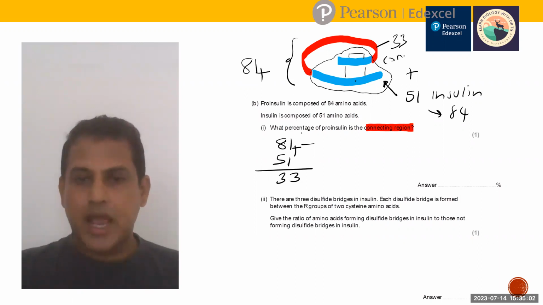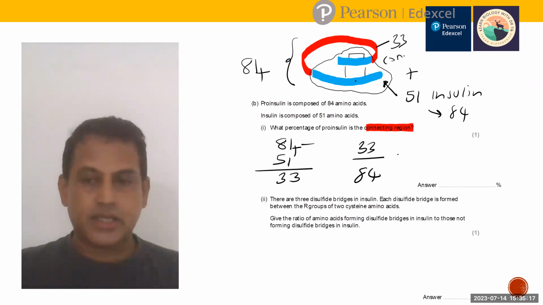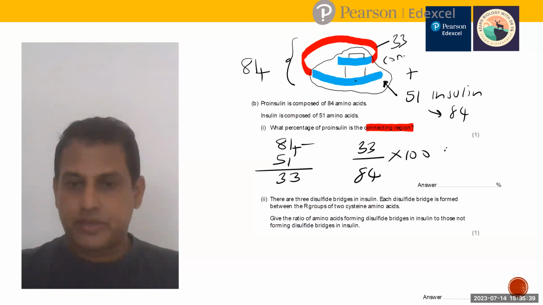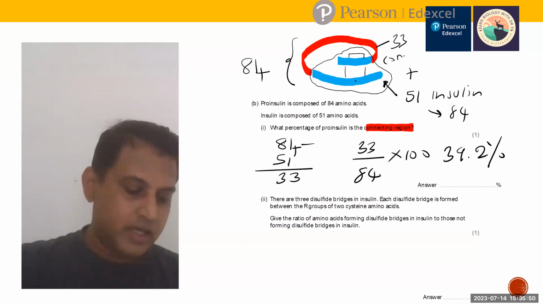Now we have to express it as a percentage of proinsulin that is the connecting region. So the total is 84. Out of this 84, 33 is the connecting region. Now multiply by 100. Now use the calculator for that. 33 divided by 84, multiplied by 100. So it is 39.28.